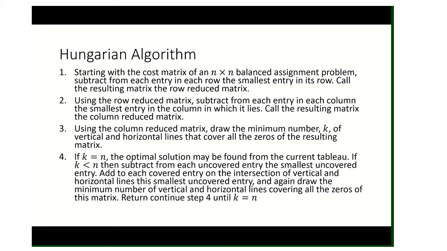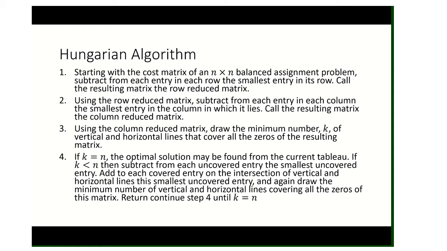So here's the Hungarian algorithm. We start with the cost matrix, and we'll go through a couple of examples. Start with the cost matrix and find, in every row, the smallest entry. You subtract that from every entry in that row. We call that the row reduced matrix. Then, with your row reduced matrix, look for the smallest number in each column and subtract that from everything in that column. That's your column reduced matrix.